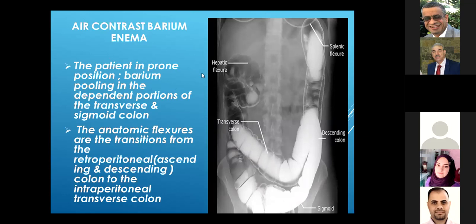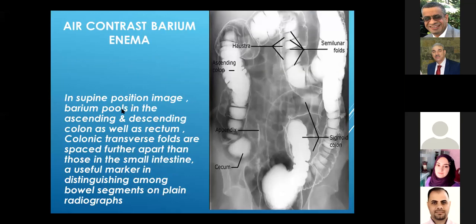It will be separate between the retroperitoneal and the intraperitoneal transverse colon. Air contrast barium enema. In this supine position image, we show the barium pools in the ascending and descending colon as well as in the rectum. Colonic transverse folds are spaced farther apart than those of the small intestine, a useful marker in distinguishing among bowel segments on a plain radiograph.